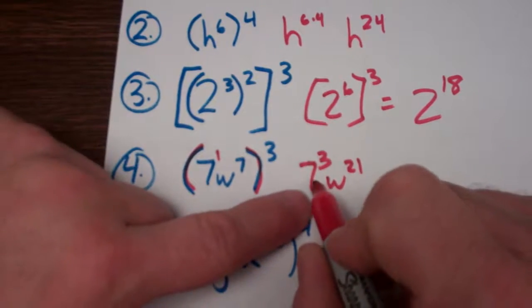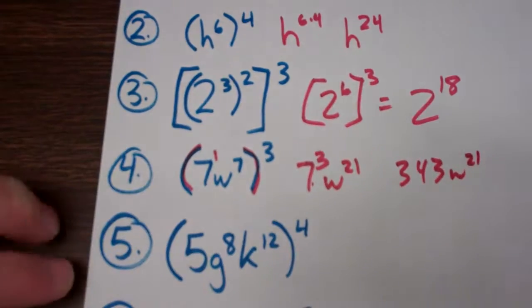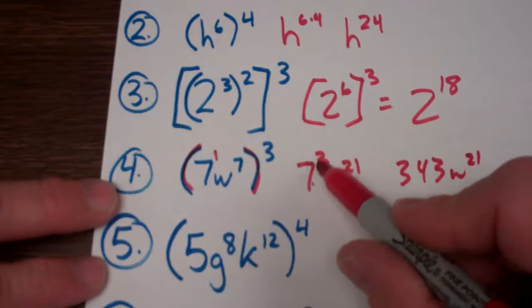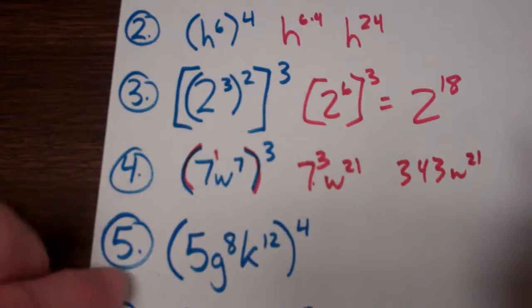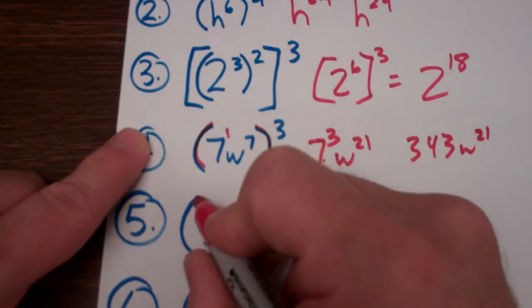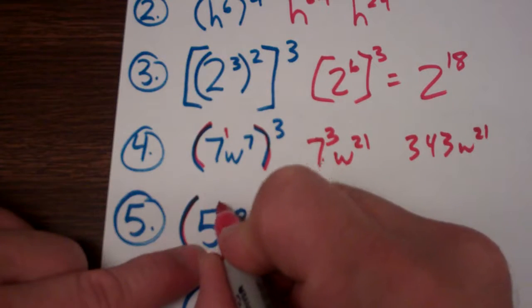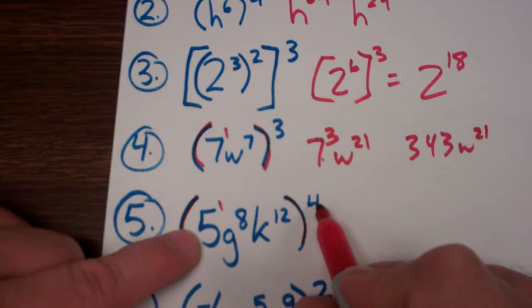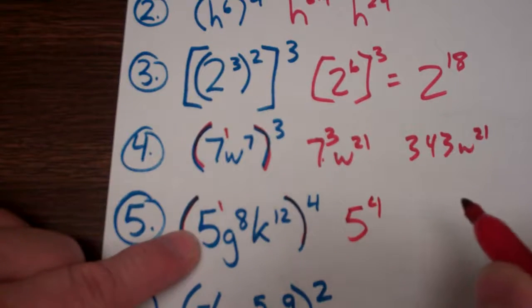Now you could work this out and get 343 W to the 21st power, but of course we're working on power, so I would accept this 7 to the 3rd as well. Number 5. Notice I have power to powers, but I have a power of a product that has several different pieces in it. So this is a 5 to the what power? 1st power. 5 to the 1st to the 4th is 5 to the 4th.